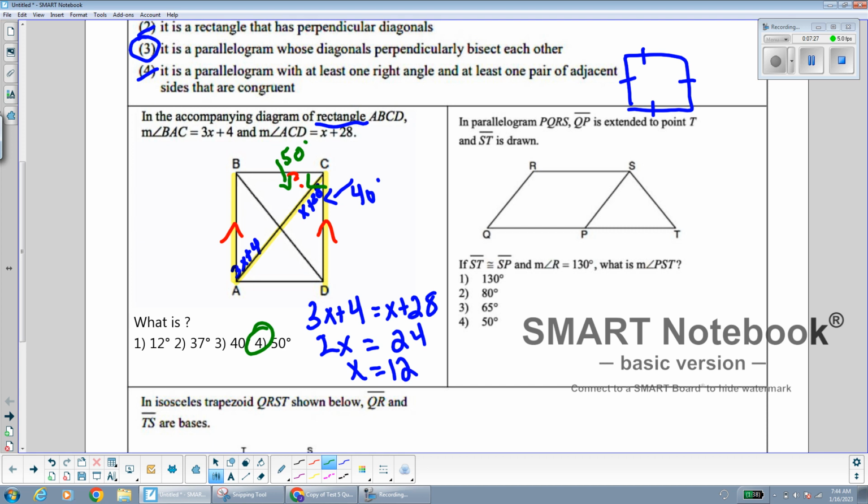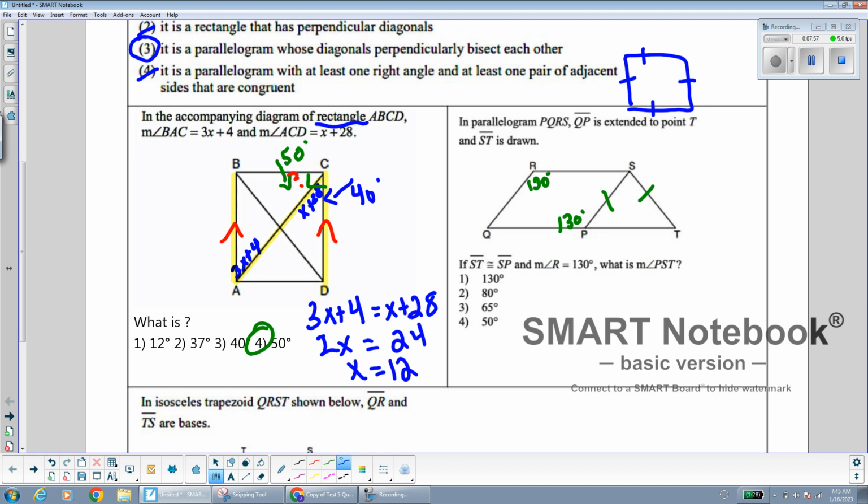Here we have parallelogram PQRS, and we're told that ST is congruent to SP, and that angle R is 130 degrees. Since I know PQRS is a parallelogram, and we're talking about the angles, I'm going to think about my angle properties of parallelogram. Remember that in a parallelogram, the opposite angles are congruent. So if angle R is 130, that means angle P also has to be 130 degrees.